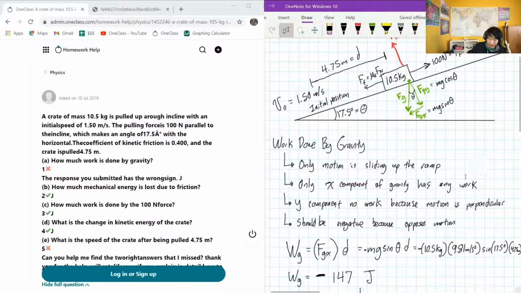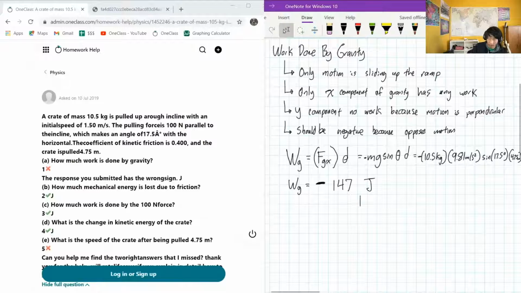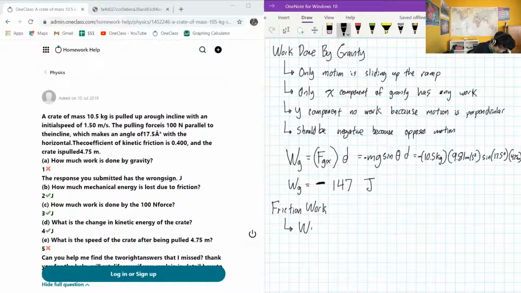Okay, cool. So the next part of the question is asking us how much mechanical energy is lost due to friction. How we calculate this is going to be largely similar, except we're going to be multiplying the frictional force with the distance. Work done by friction is essentially the mechanical energy that is lost. So the friction work, let's call that WF, is going to be the force of friction, FF, multiplied by the distance that it travels, d.